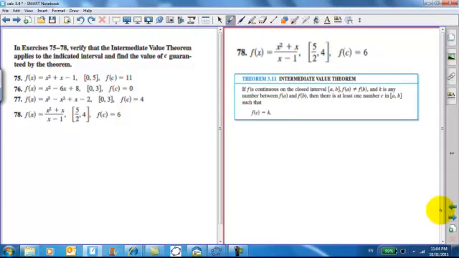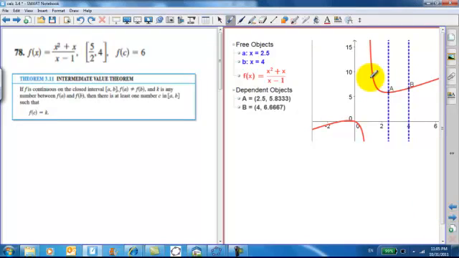Here's the intermediate value theorem, restated again. And what you're supposed to do in this one is verify that the intermediate value theorem applies and find the value of c guaranteed by the theorem. So, it doesn't hurt to take a quick look at a picture of this.